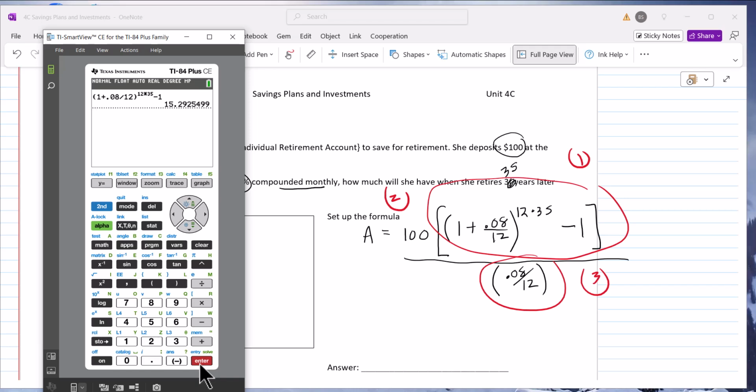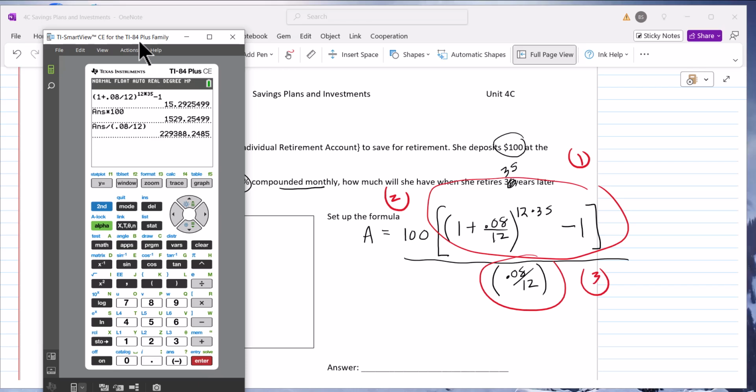So that part right there gives you that. Now I'm going to multiply that by the payment, which is 100. Then divide by, now do the third thing. When you do the third thing, use a parenthesis key so that it'll calculate it like that. So there's your answer to the problem.